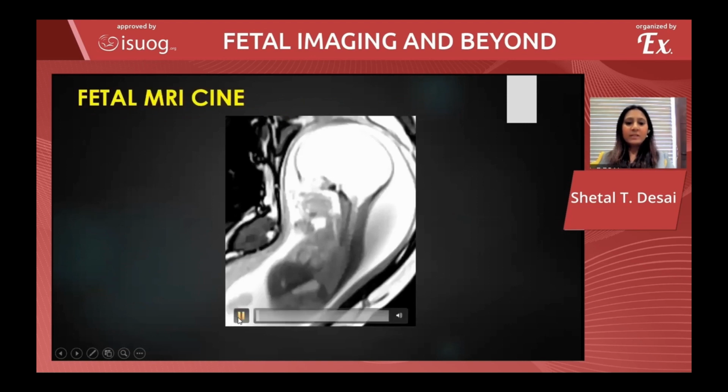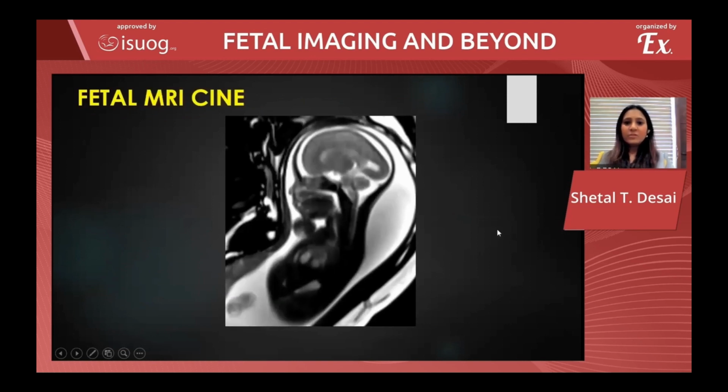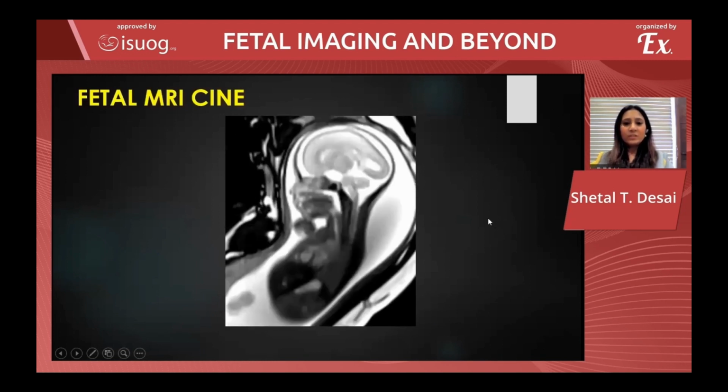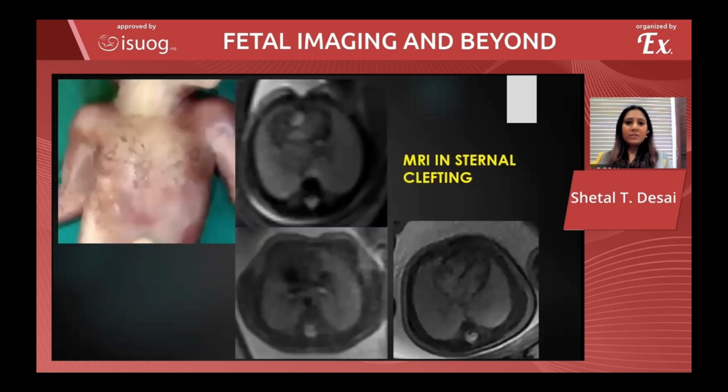And this is a fetal cine demonstrating the esophagus on fetal swallowing. This can be used to identify an esophageal pouch in cases of suspected esophageal atresia. This is a sternal cleft which was seen in a fetus with facial anomalies.